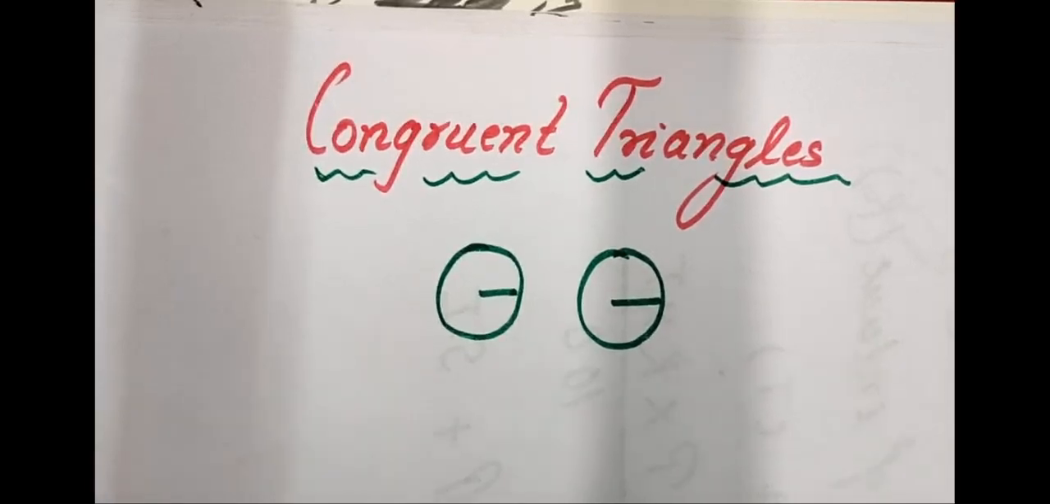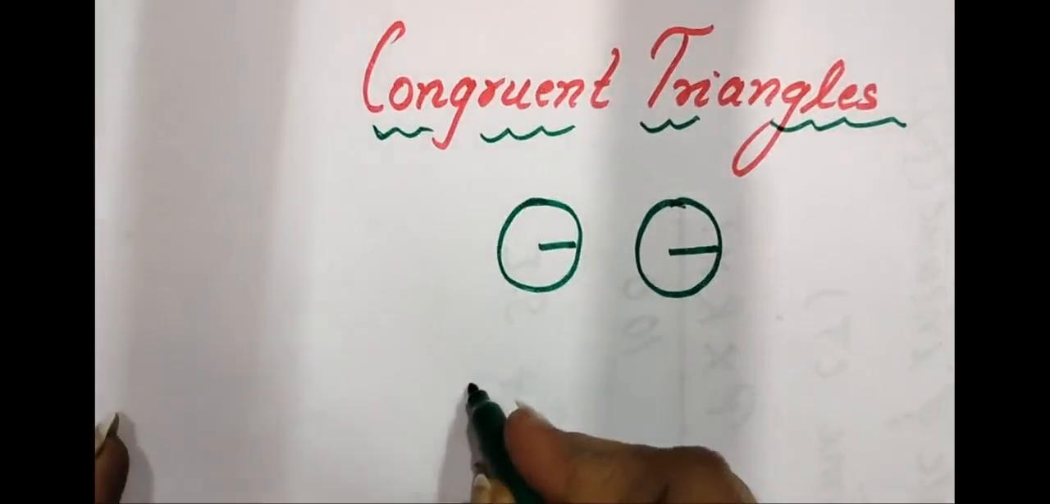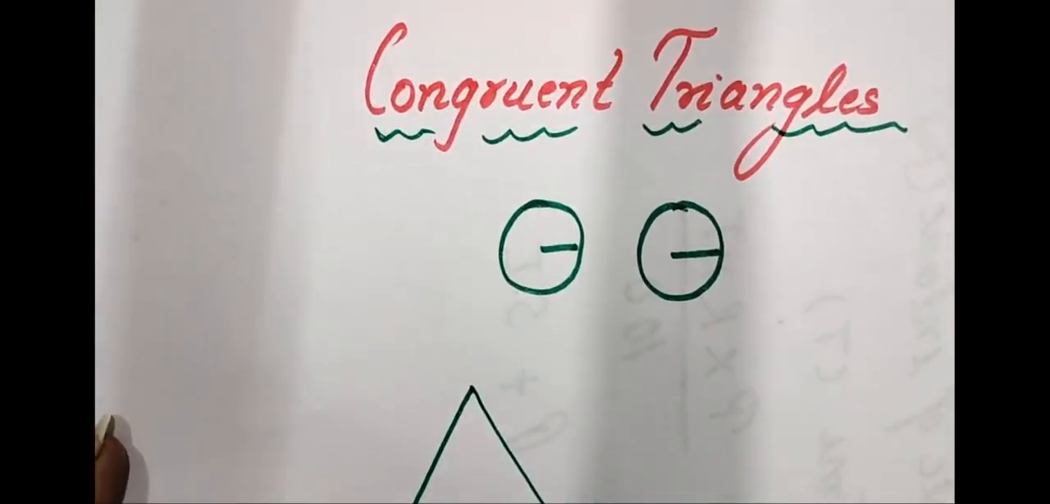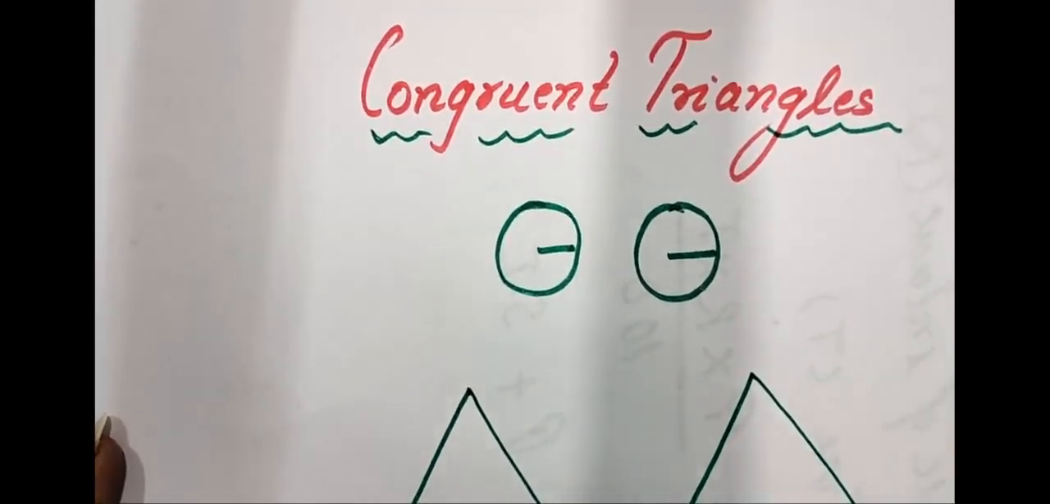So now we have to start how to check the congruence of triangles. Two triangles are congruent if the pairs of corresponding sides and corresponding angles are equal. Right. So let's check, if we have two triangles like this, how can we check whether these two triangles are congruent to each other?